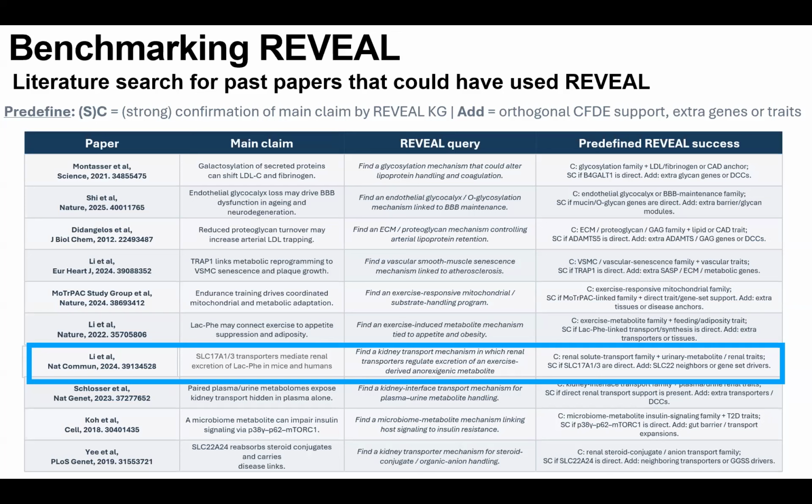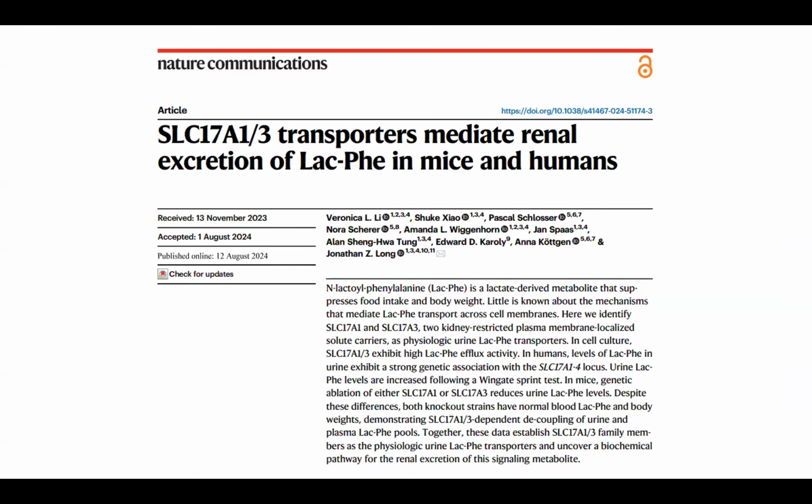So that's the example. I'm going to walk you through one of them right now, which is the Lee et al. paper. It was a paper that's close to our hearts. In our other world, we started in common metabolic disease. So this is a paper that found that SLC17A1 and A3 transporters mediate renal secretion of a metabolite that suppresses food intake and body weight. Okay, so their claim in this was this, right?